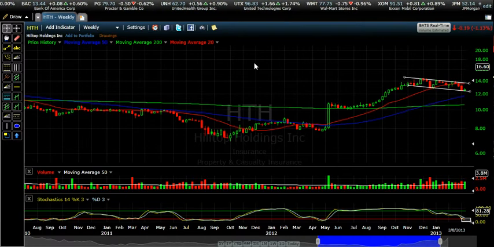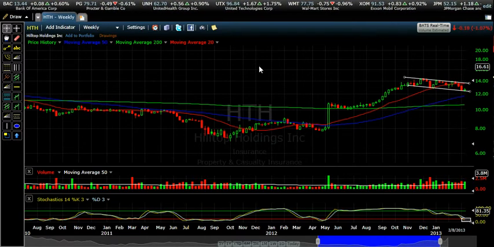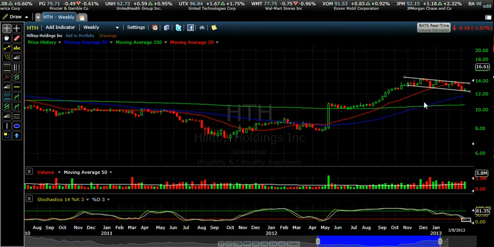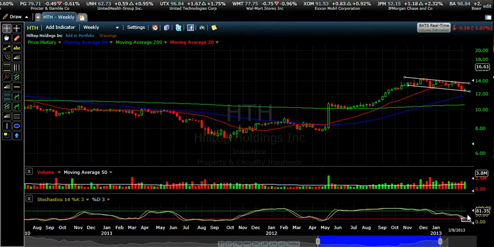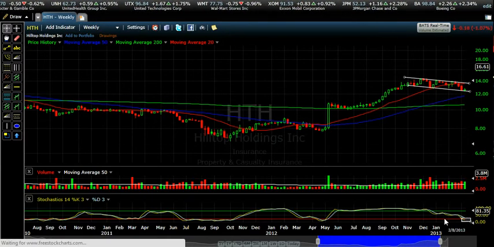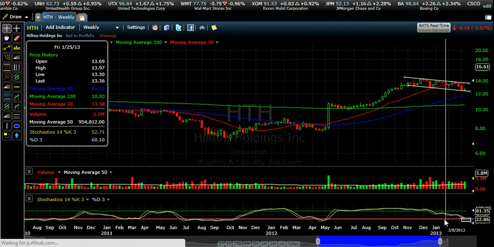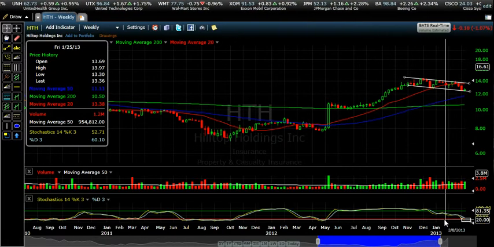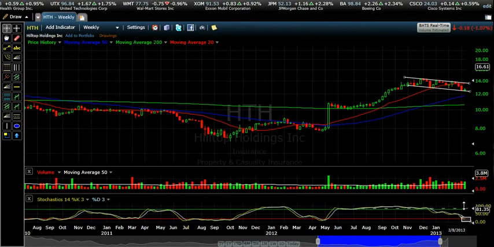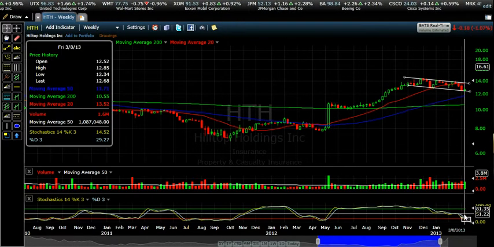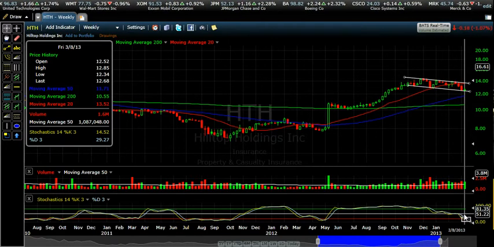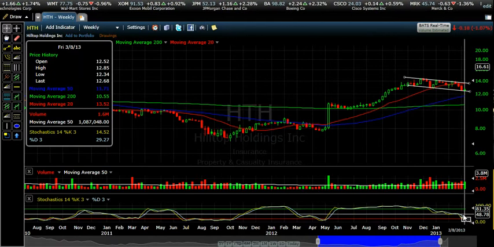The first step is establishing your downward channel, like this one. Second step is waiting for the stochastics to go oversold. And by oversold, I mean it goes below the red line. So it's considered oversold when it goes below the red line, which is 20. So you can see right here on March 8th, 2013, it went to an oversold level of 14.52.